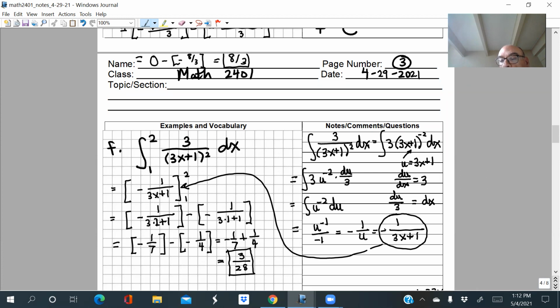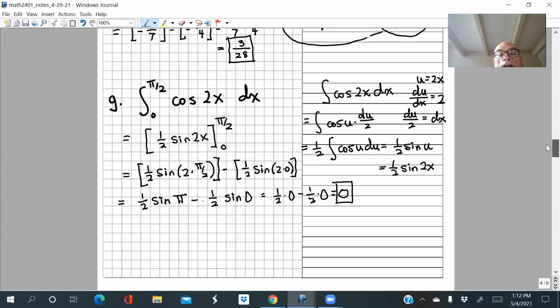So see the integration by substitution here. Let me show you the last example that's written out in the notes. We won't go through all of it, but here's another integration by substitution example. Okay, so here we're finding a definite integral. We want the area between cosine of 2x and the x-axis from 0 to pi over 2.